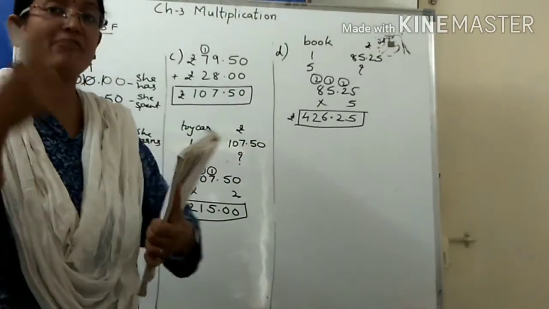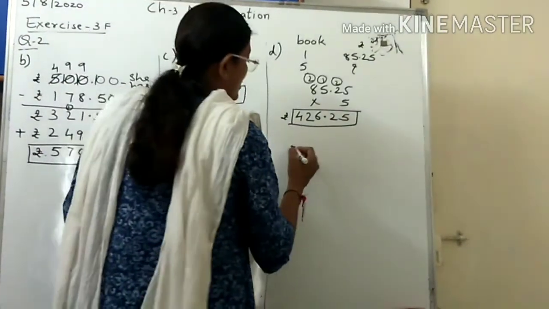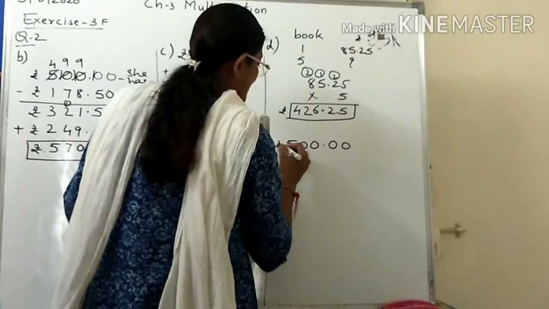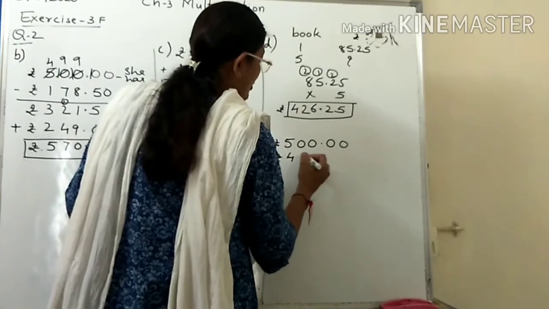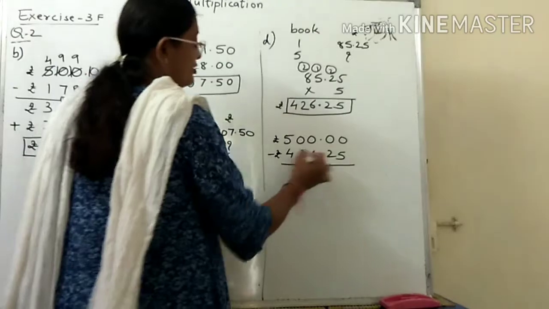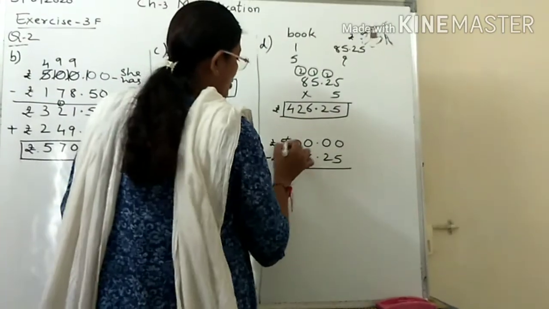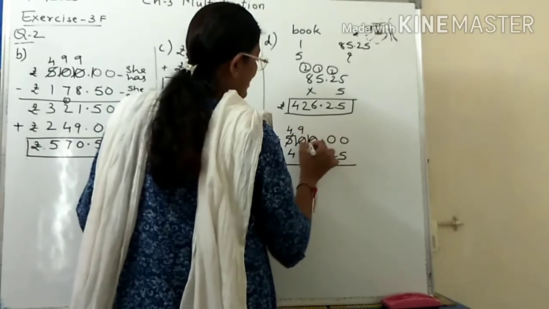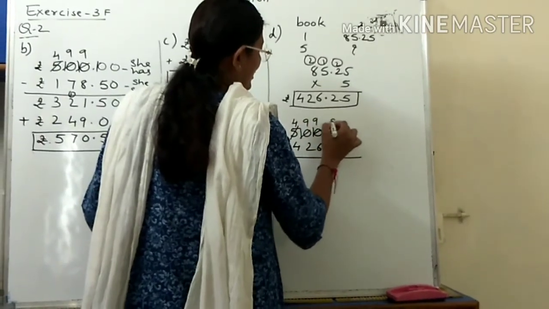And Vimal is giving 500 rupees to the shopkeeper. So 500 rupees minus 426.25. See here everywhere 0 and here the digits are there. You cannot subtract. So we have to borrow from this. Cut 5, keep 4, 10. Cut 10, keep 9, 10. Cut 10, keep 9. Again 10. Cut 10, keep 9, 10.